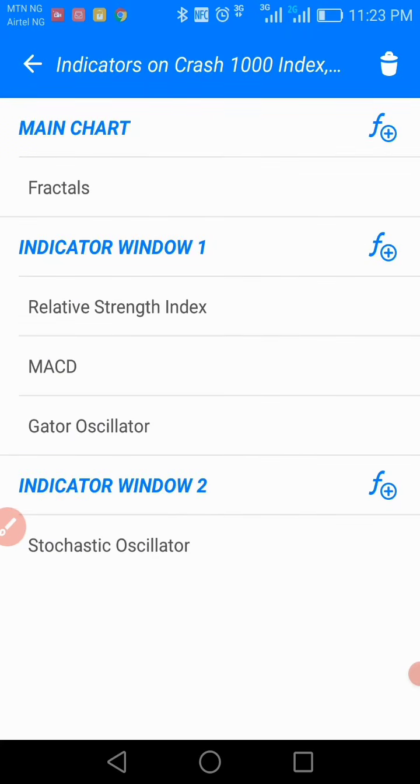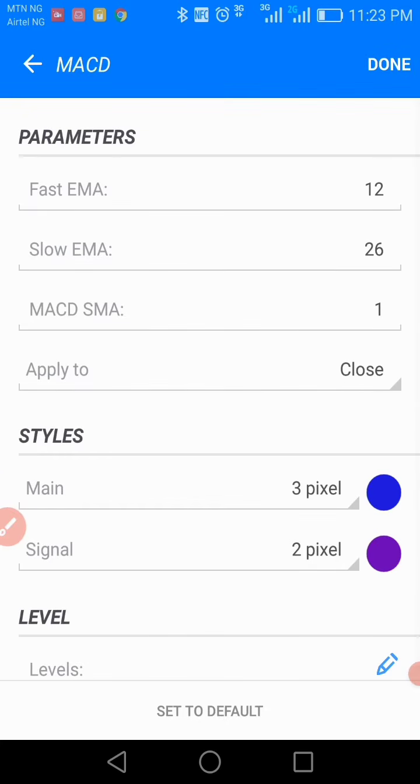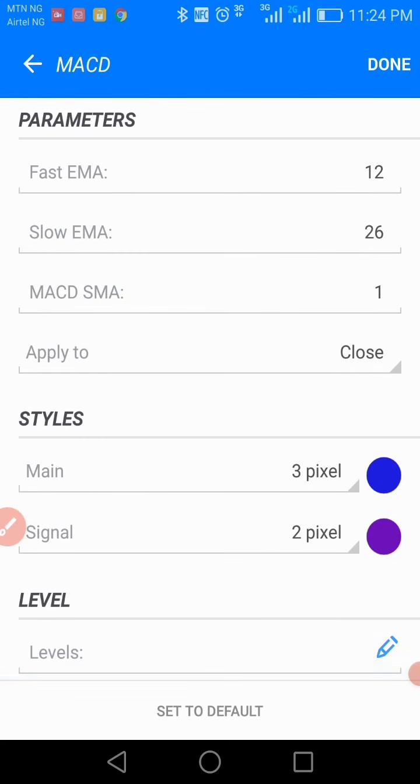The second indicator we have on indicator window 1 is the MACD. Please make use of these settings. The fast EMA is 12, slow EMA is 26, MACD SMA 1. You apply to close. For the styles, the main is 3 pixels, color is blue. The signal is 2 pixels, color is purple, but you can make use of any color of your choice. Then you click done.